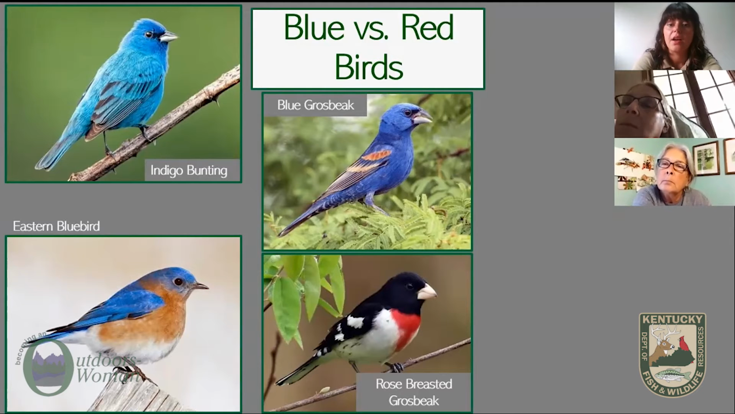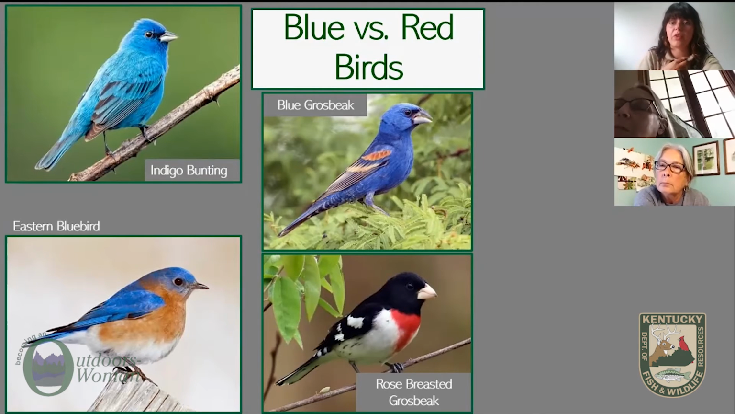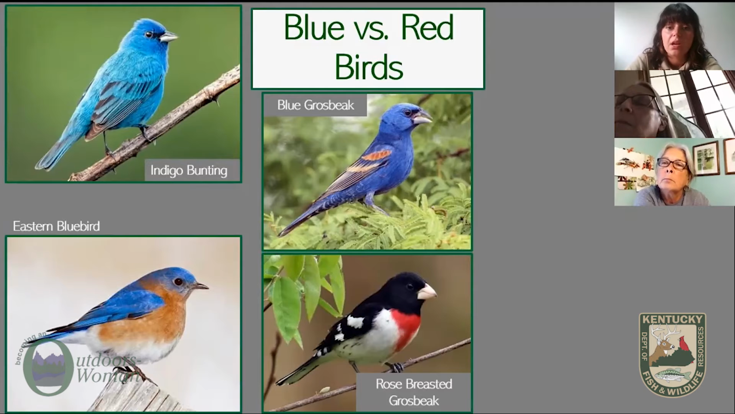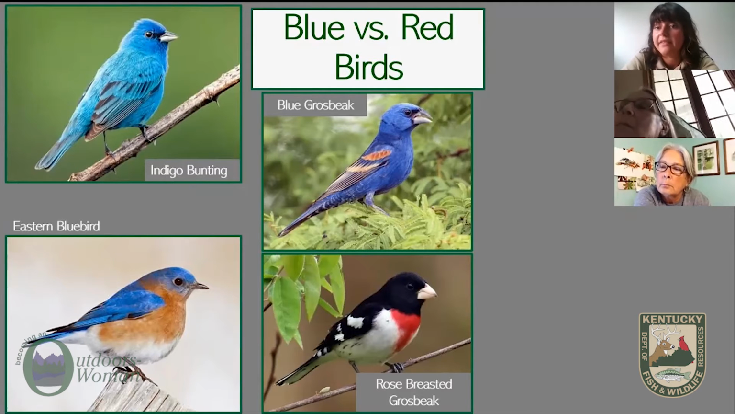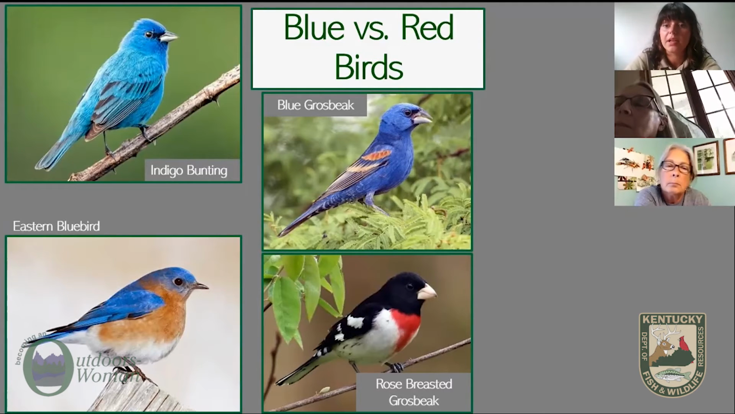That black is very jet black, and the white wing bars combined with the red stripe down the breast is really obvious. If you look, they both have that heavy bill. That grosbeak name is pretty fitting. They got that big, huge bill.